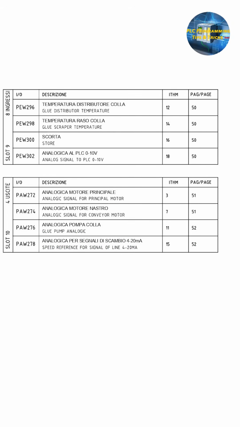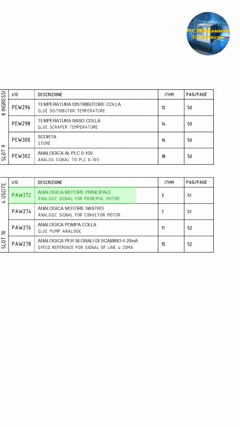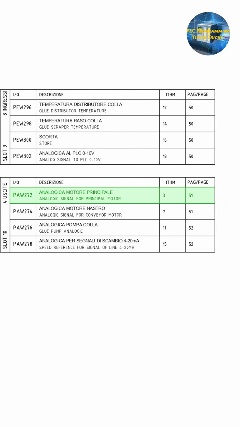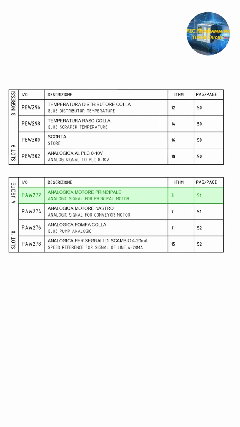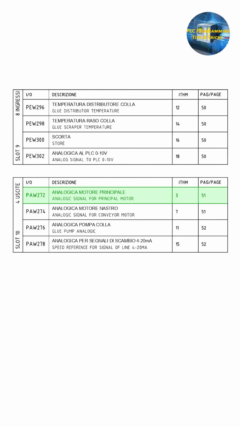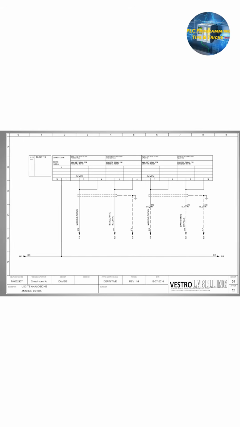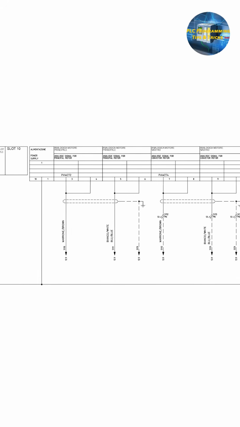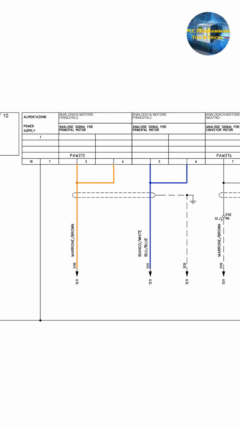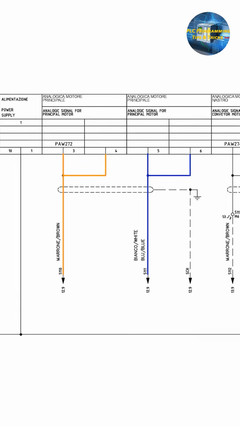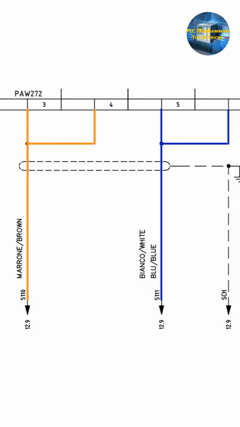Let's suppose we want to see the wiring for the first analog output, PAW272. It is the analog signal for the VFD. We will go to page number 51. You can see that the two wires, brown and blue, are coming out of the output terminals of this card. If we zoom this sheet, you can see the wire tags. The brown wire has the 5110 tag and the blue wire has the 5111 tag.